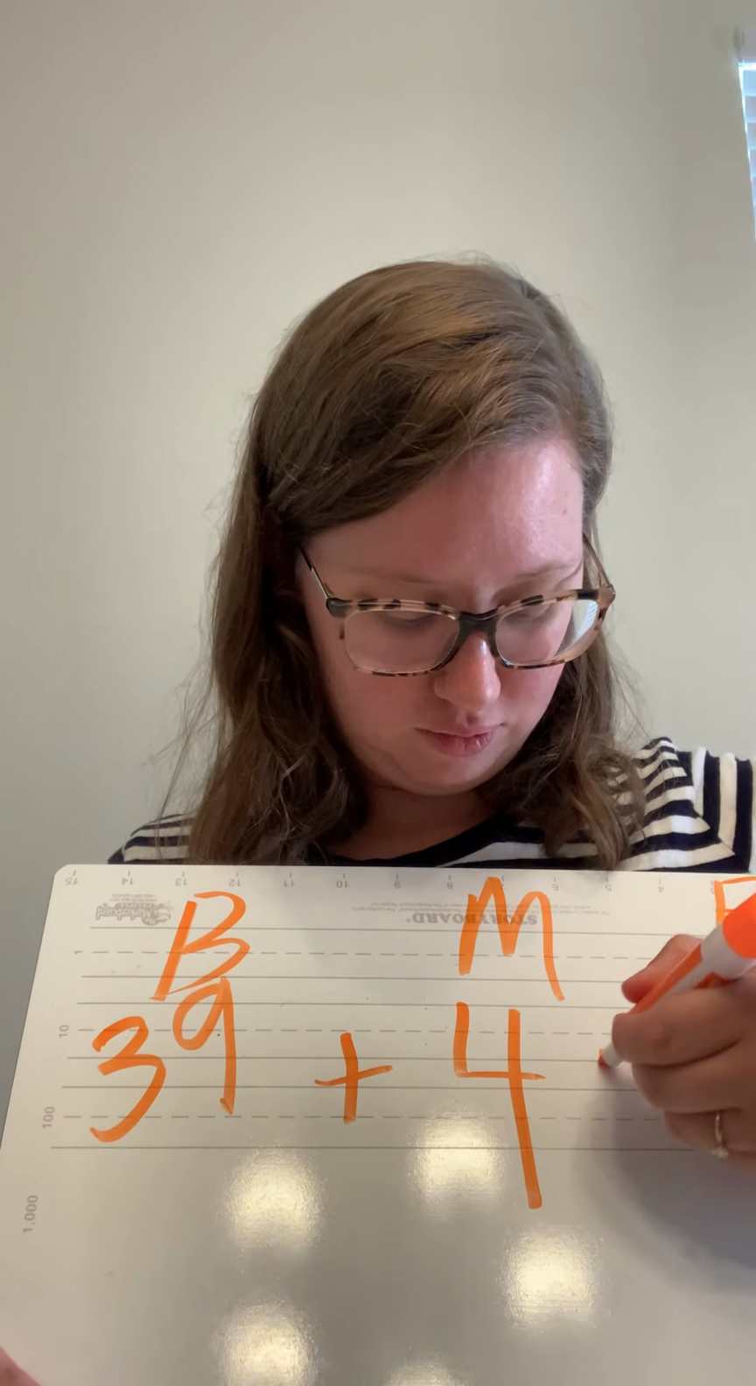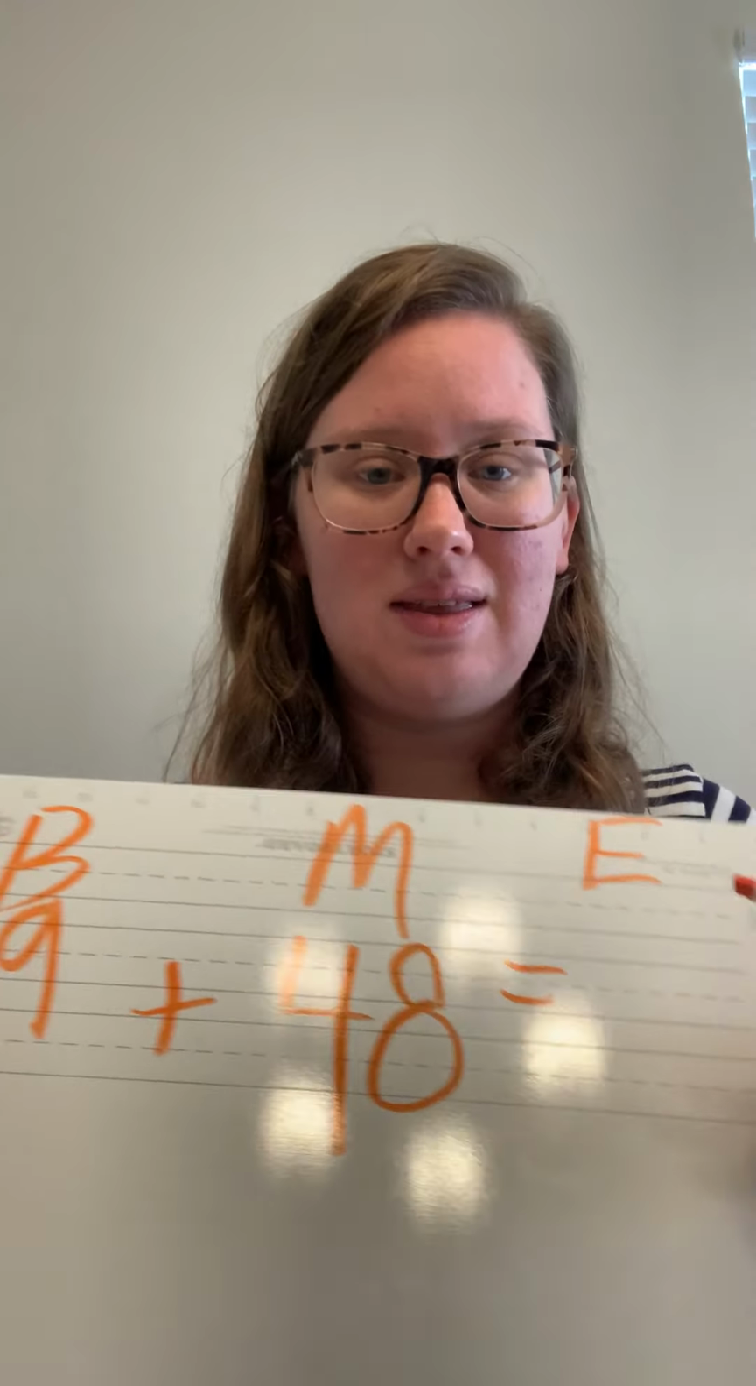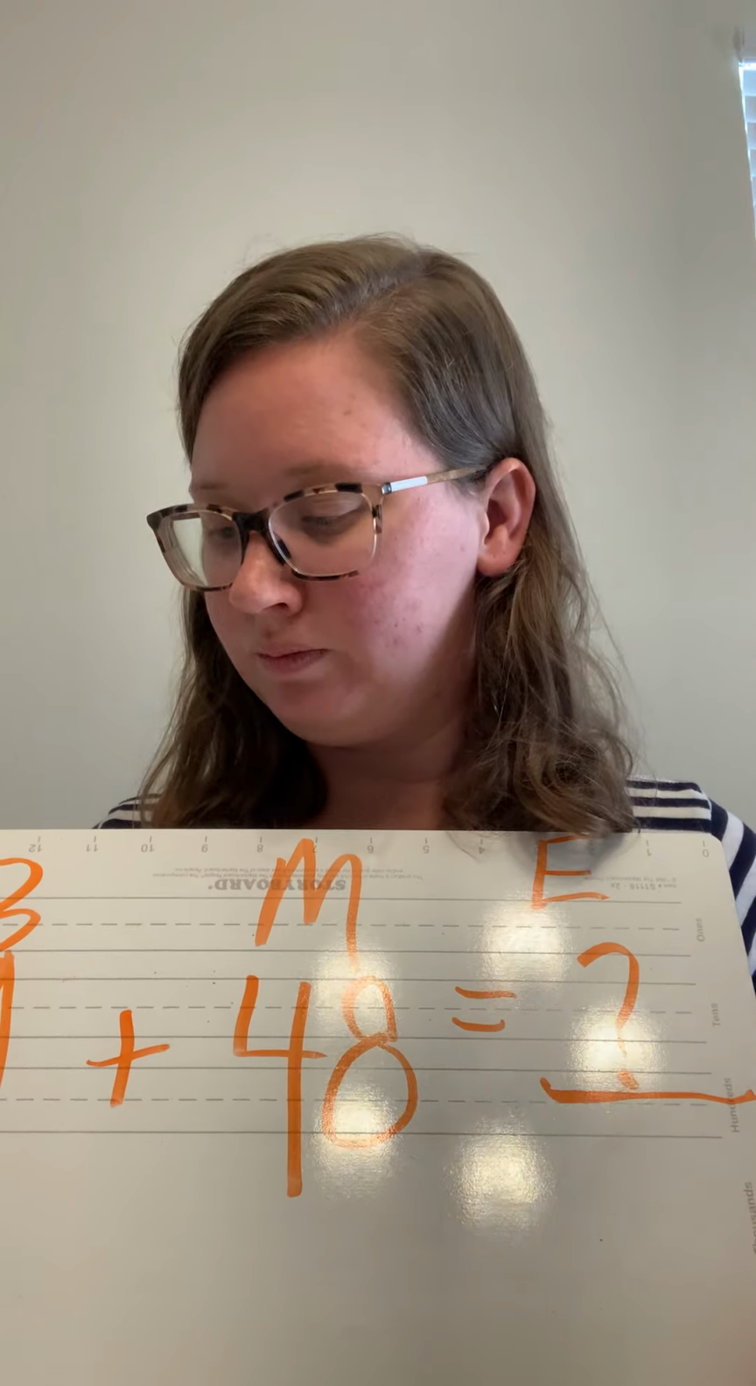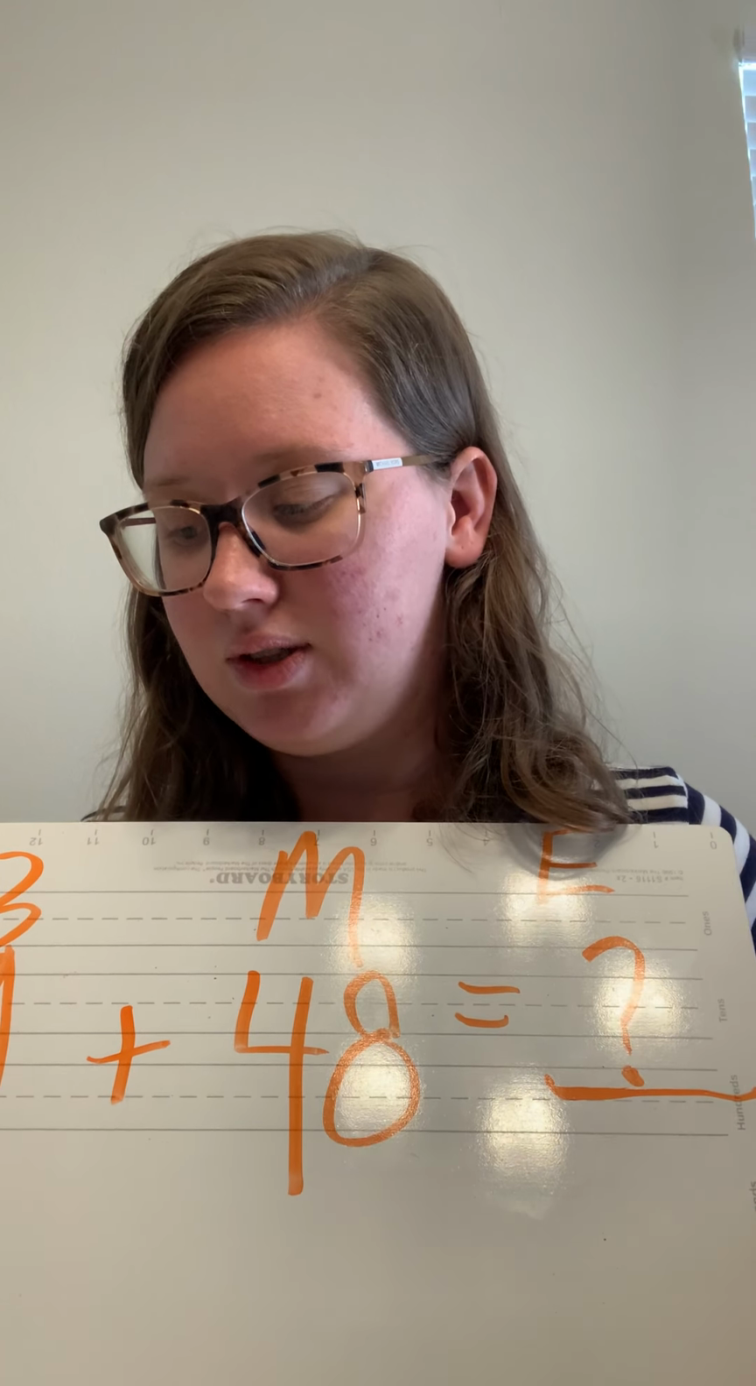Marcy added 48 more books to the top shelf. So now, students, I need you to think, if you are adding more to the top shelf, are you going to be joining or are you going to be separating? There are 39 books and you add more. That means you're joining. So I'm adding more. It said 48 more books. And the end is what we're trying to solve for. So this is a result unknown. We don't know the result. So how many books are on the top shelf now?